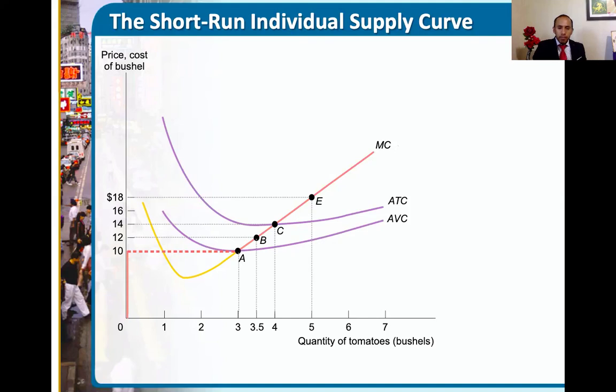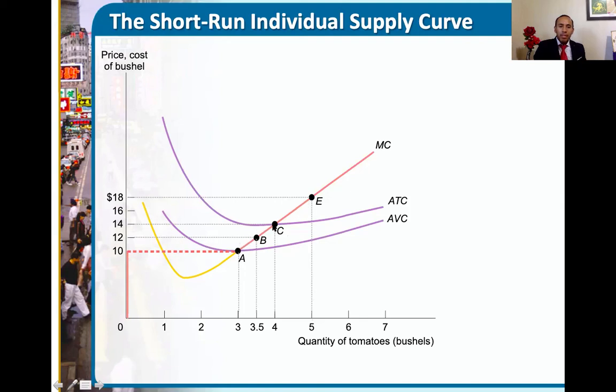And if the firm receives a price of $12, the quantity produced increases to 3.5. At this point, if you notice, the market price is less than the average total cost, so the firm is incurring a loss, but at least it covers the average variable cost, so it stays in business at a loss in the short term. At point C, the firm breaks even and produces at minimum cost output. And if the market price increases to $18, quantity supplied increases to 5 units, and the firm makes a profit.